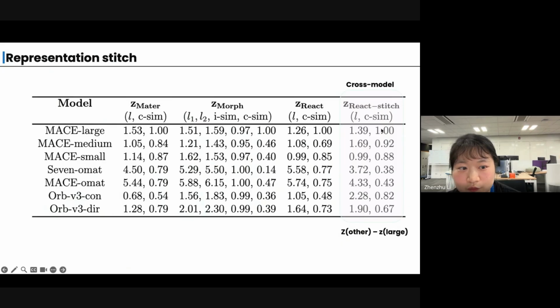Here we reference all the embeddings to the embeddings obtained from the MACE large model. That's why the cross-model similarity of the embedding is 1, because it's to itself. And then we can see that with the stitching method, all the embeddings are quite similar, except these two OMAT models, but the others are still quite high. So this means that we can do the stitching at the embedding level. This is zero shot, and if in the future we train the models and align their embedding spaces, then we can stitch the different models.